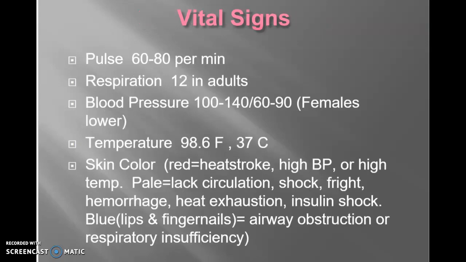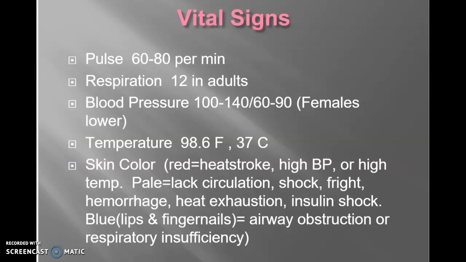Your vital signs: pulse should be 60 to 80 beats per minute. Your respiration is 12 per minute in adults. Blood pressure normal would be 100 to 140 over 60 to 90. Females can be lower. Temperature 98.6 or 37 Celsius.